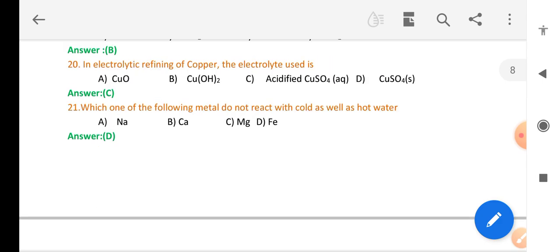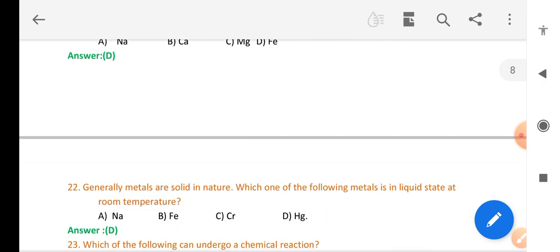Which of the following metals does not react with cold as well as hot water? Which metal does not react with both cold and hot water? That is iron. Iron does not react with cold water as well as hot water.